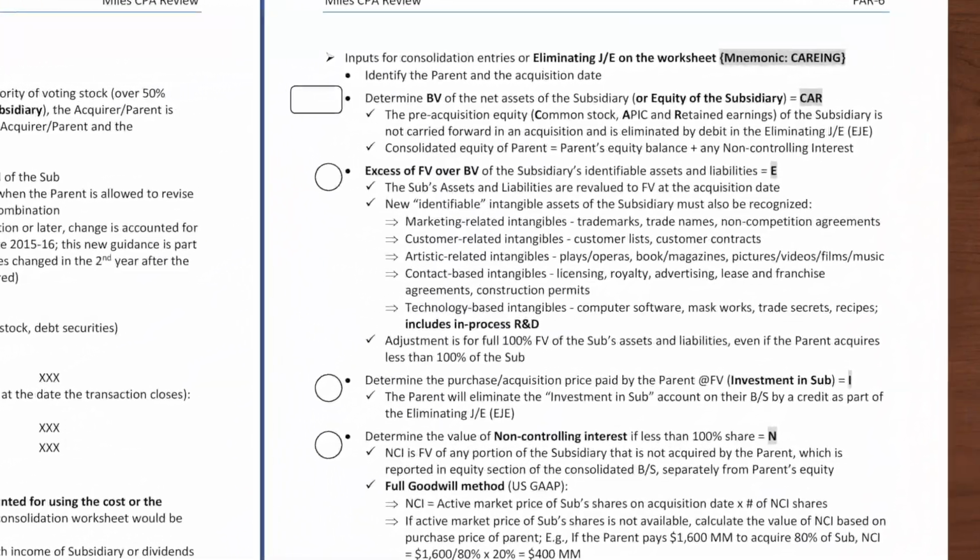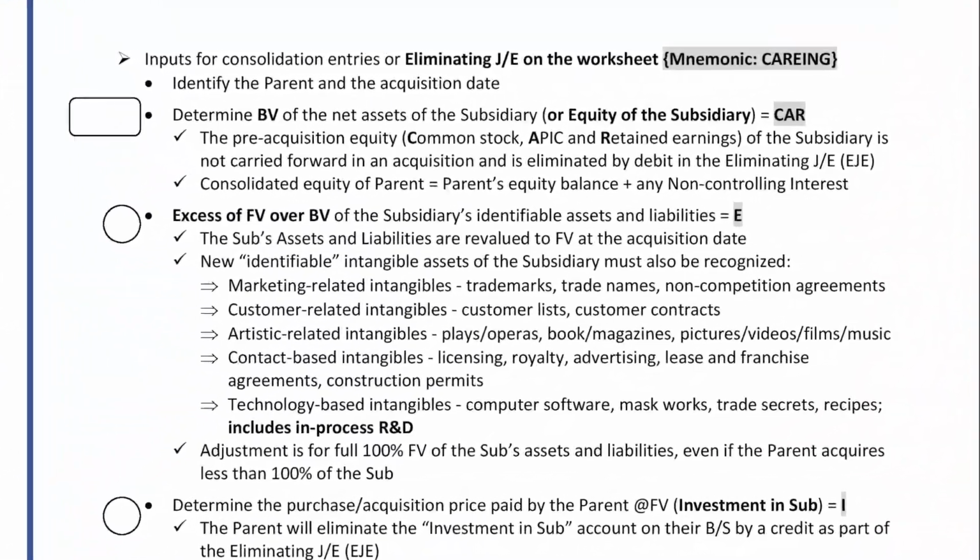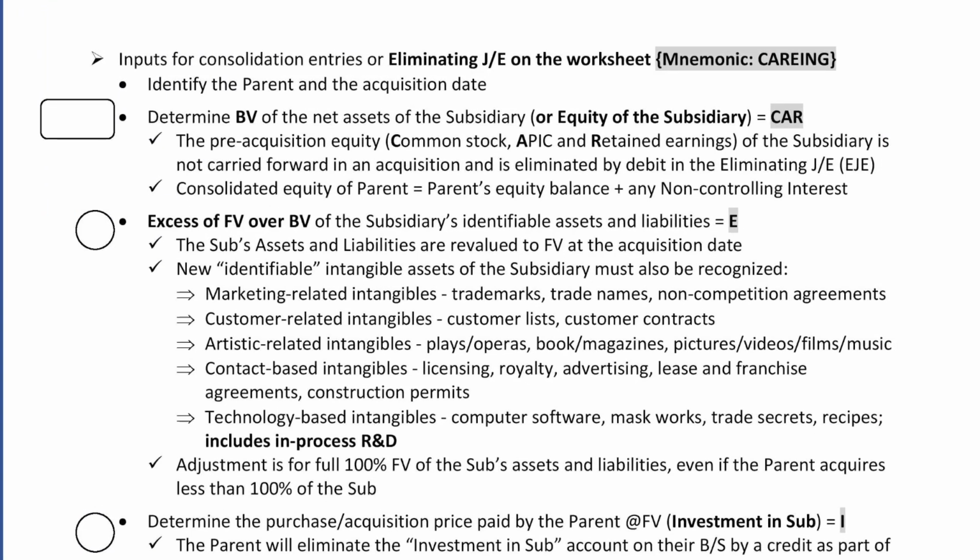On page 5, we are looking at the eliminating journal entry and our mnemonic is CARING. So the parent tells the subsidiary, I still care for you. On the first bubble there, write CAR and highlight: determine book value of the net assets of the subsidiary, or the equity of the subsidiary. So you want to eliminate the common stock, APIC, and retained earnings of the sub.